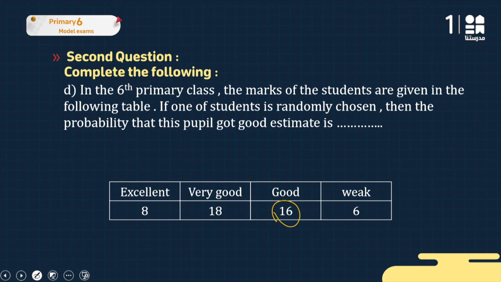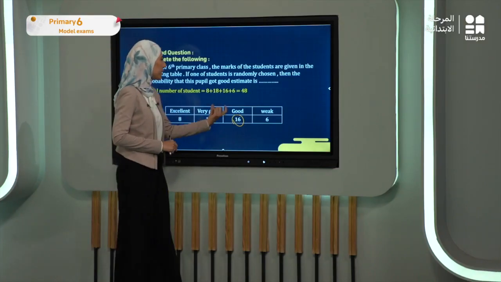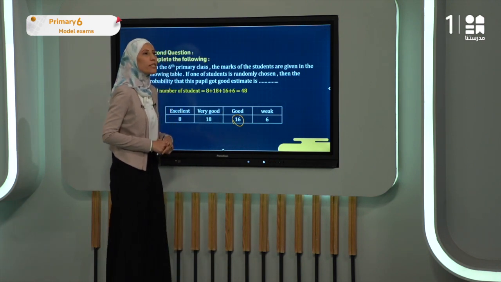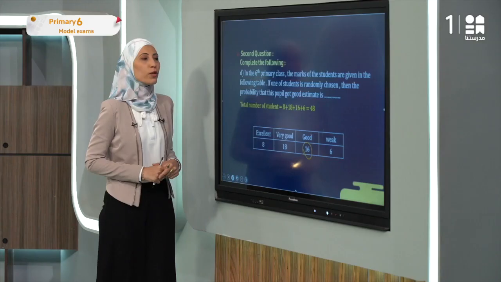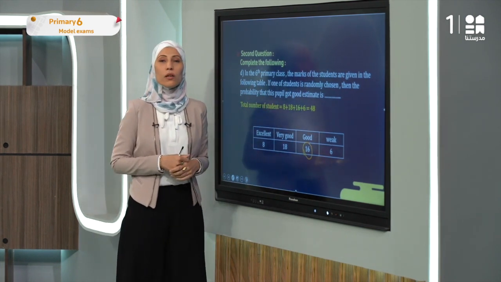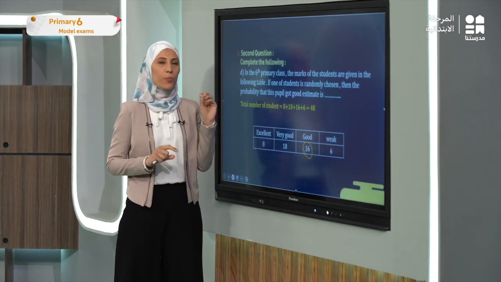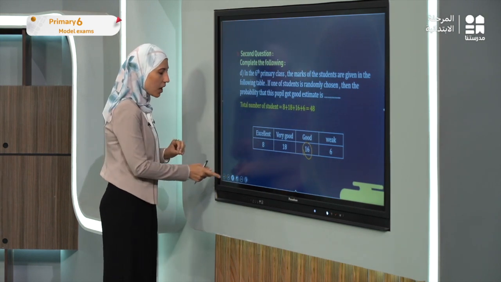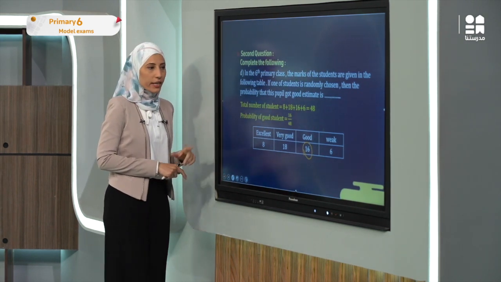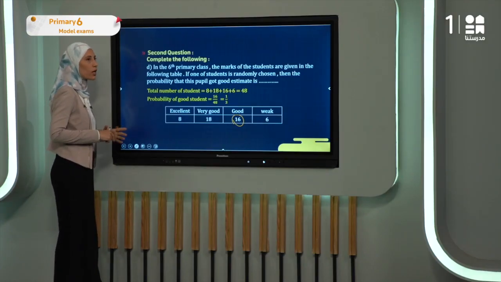So I have 16. How many students in total? Did he give me the total? No, but I can find the total by adding 8 plus 18 plus 16 plus 6, which gives me 48 students. Now what is the probability of good? Remember: the event divided by the total. So the probability of good will be 16 out of 48. It can be simplified, of course, so it gives me 1 out of 3, or one third.